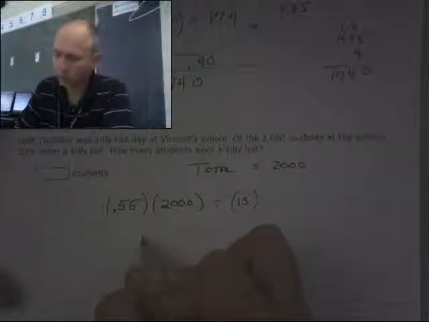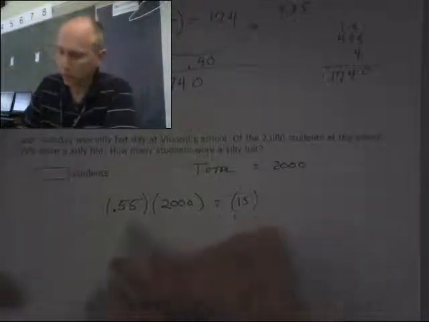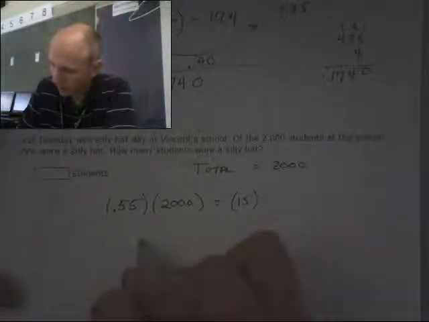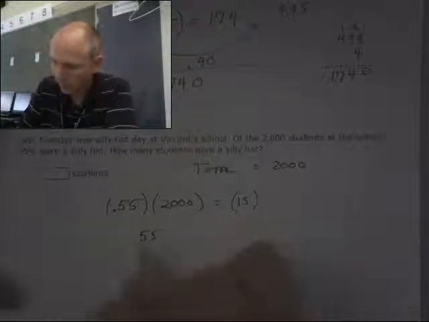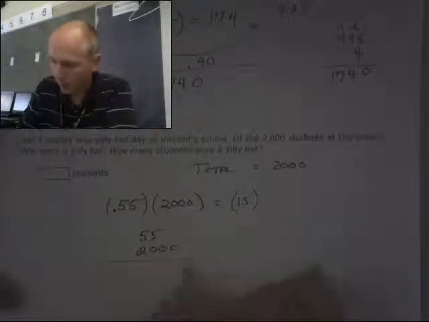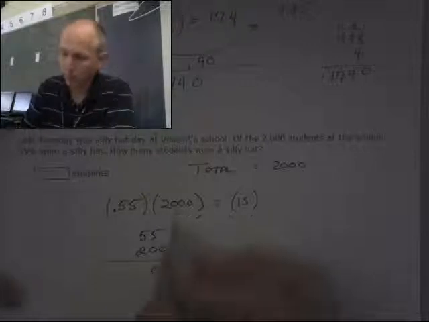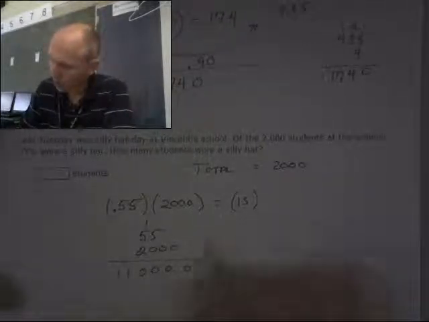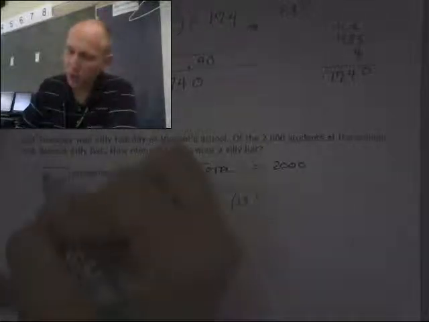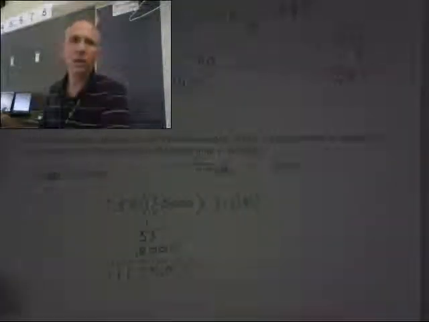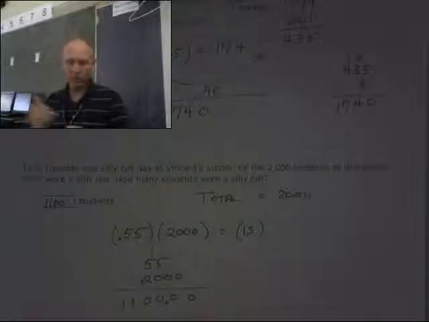No, my lights just went off. Let's finish it. So 2,000 times 55. 2 times 5 is 10, 2 times 5 is 10 plus 1. So bring in 2 decimal places. 1,100 kids are wearing silly hats, and my lights are off, but that's fine.